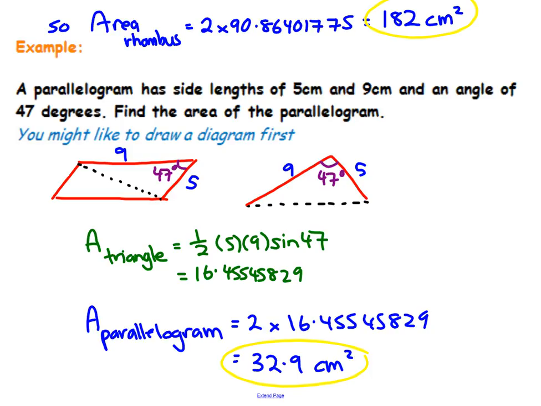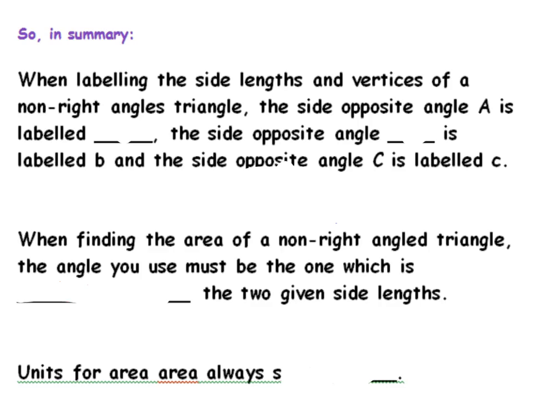So in summary, when labeling the side lengths and vertices, like the corners, of a non-right angled triangle, the side opposite angle A is labeled, you probably remember, lowercase a, the side opposite angle B is labeled lowercase b, and the side opposite angle C is labeled c.